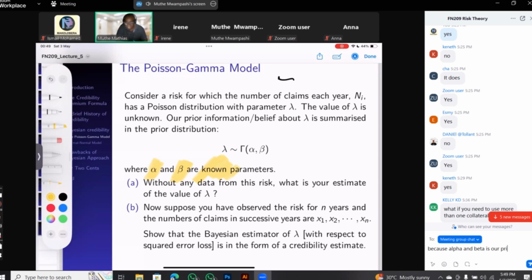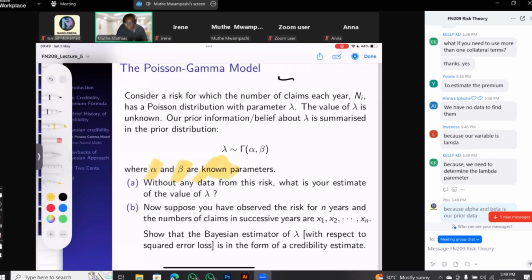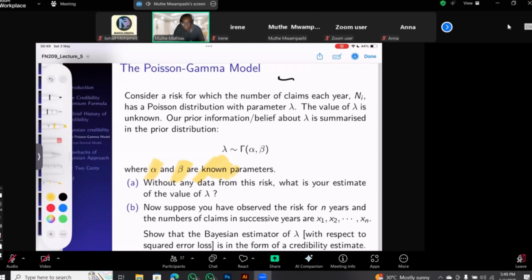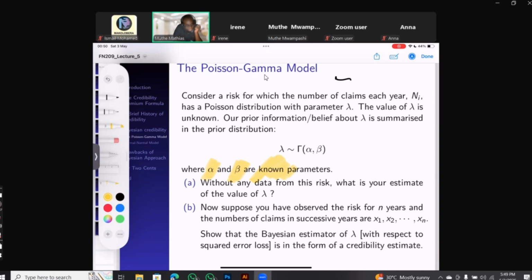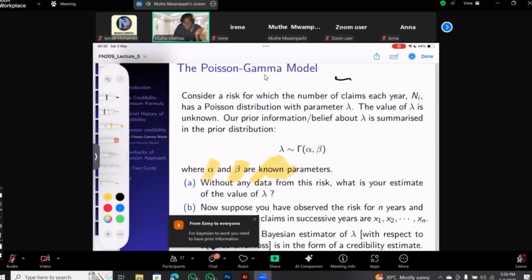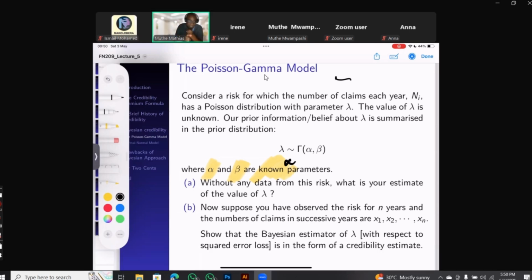Okay, so Kelly and Lovelace, I think they agree that we have lambda and then we have to determine the lambda parameter because alpha and beta is, yes, Ismail. Yeah, I think that is what I was looking for, right? Because alpha and beta is our prior belief, right? So if this is a prior thing, it's something which you have to know. If you're using Bayesian statistics, you need to have prior belief, right? So if you have prior belief, it means that you know something. It means that the prior belief about lambda should be known.